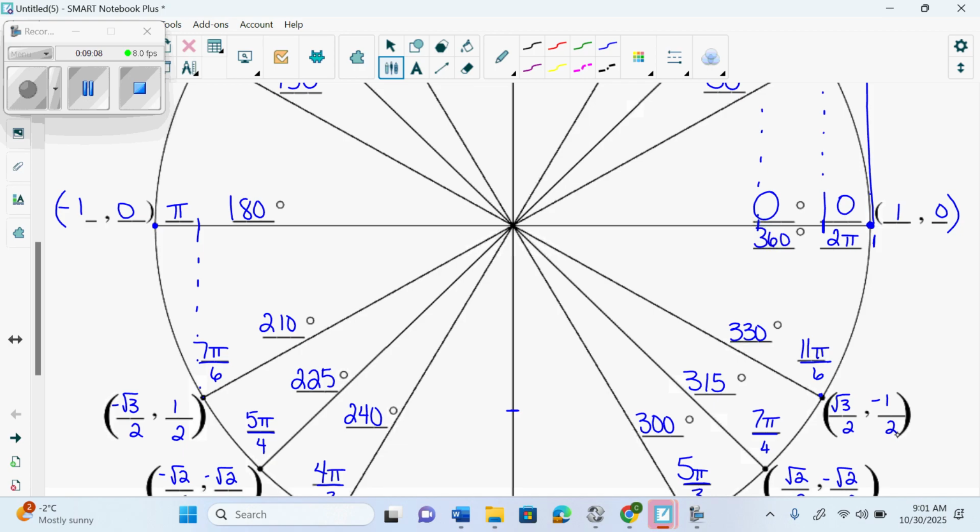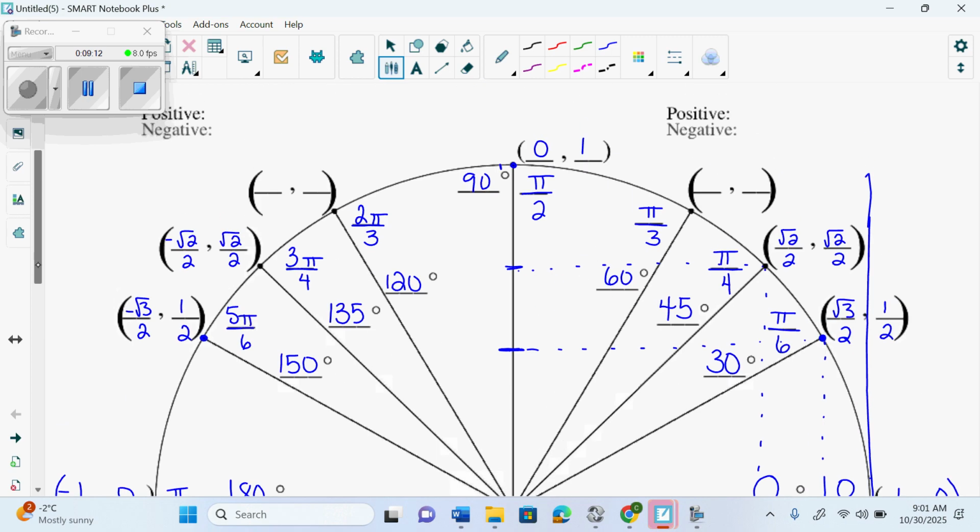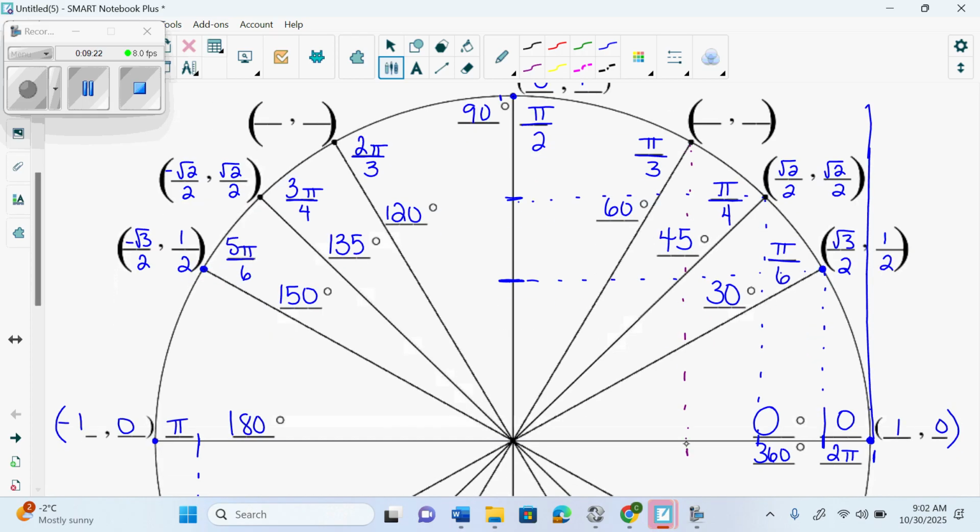Yeah? Okay, let's look at our last one. Obviously, it's a half and root 3 over 2, but let's actually explain why. So if I follow this down, what's my x? A half. That coordinate's a half. What's my y? Root 3 over 2. Correct? So should you ever accidentally put them the wrong way?